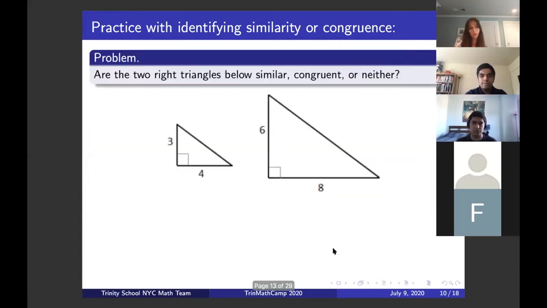Yeah. So let's talk about this one now. Are the two triangles below similar, congruent, or neither? I'll give you a little less time to do this than last time, but you can still totally think about it. And as a reminder, similar just means they're the same triangle, but scaled, and congruent means they're the exact same triangle.